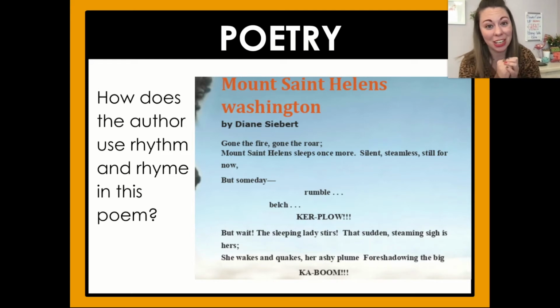You can read it to yourself, but I want you to think about when you get into that sing-songy verse and you get to where some of the syllables are emphasized, so you say them a little bit louder or with more power than the others. That's part of the rhythm and what makes it really flow.